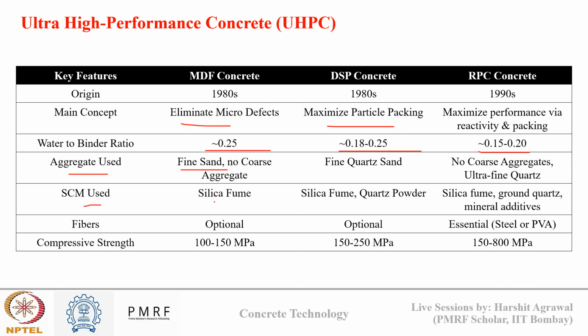In SCMs, silica fume is mandatory in all three systems. While in DSP we also use quartz powder, in RPC we also use some other mineral additives besides ground quartz. Fibers are optional in MDF and DSP concrete, but in RPC concrete they become essential. And in terms of strength, an MDF concrete can range from 100 to 150 MPa. A DSP concrete ranges from 150 to 250 MPa, and an RPC concrete can go from 150 to even up to 800 MPa.